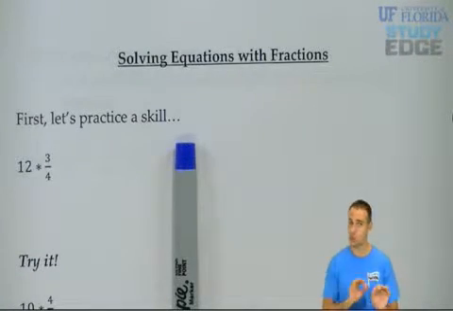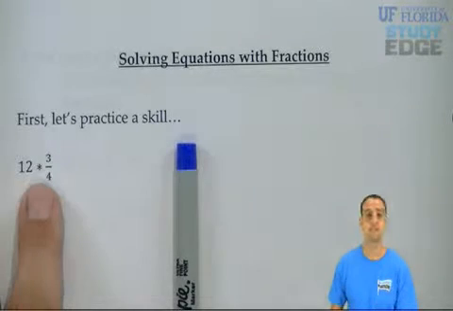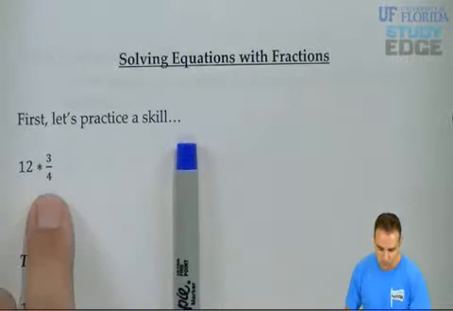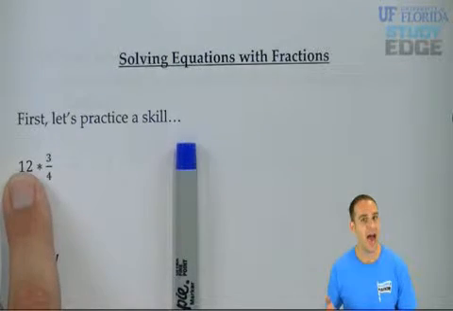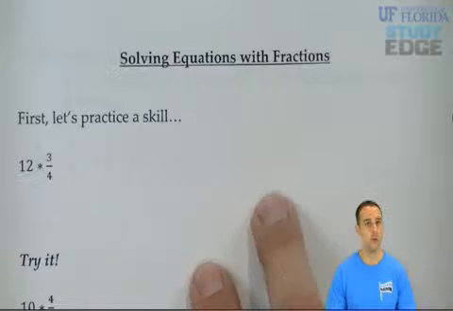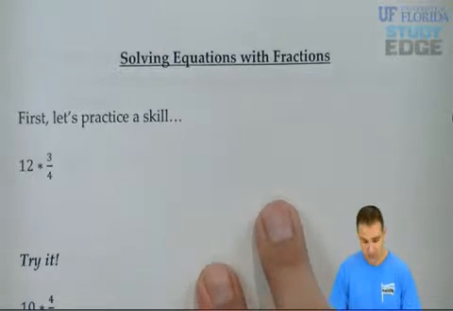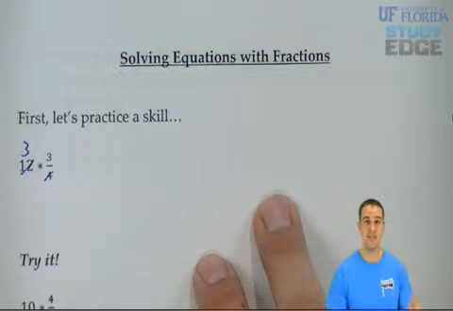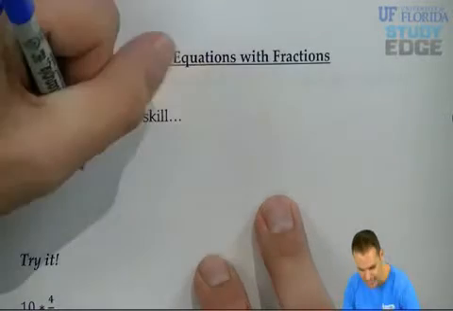So in this case, we have 12 times 3/4. What I want you to do is ask yourself, 4 goes into 12 how many times? 4 goes into 12 3 times. So 4 would go into 12 3 times. That would simplify. And then we would have 3 times 3 equals 9.